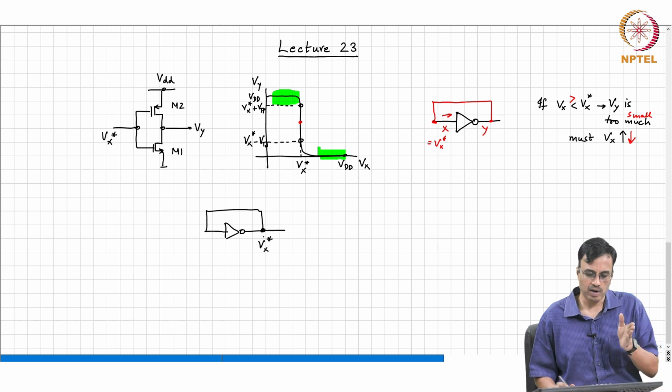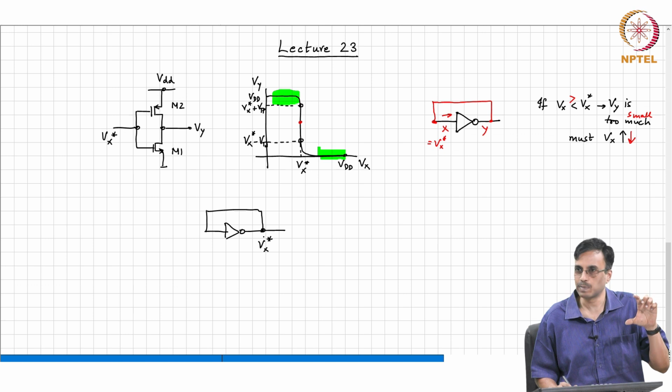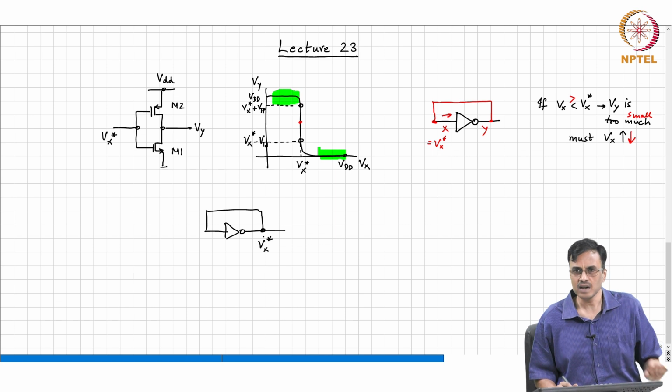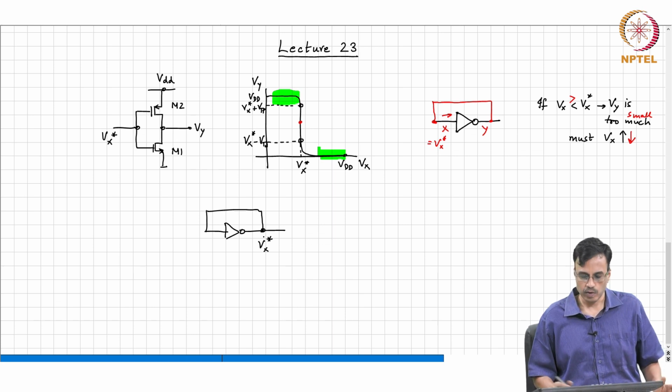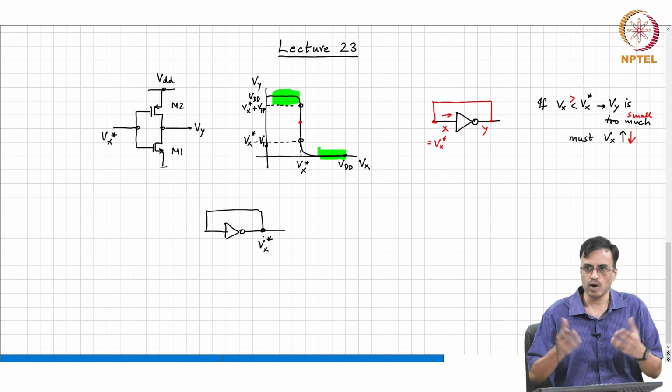Where do we want to apply this? We need to bias this inverter at the right place. What is the right place? The gate. At what voltage would we want it? Vx star. And then on top of it, you must add a small signal. So we know how to find Vx star. So now how do we make the amplifier?